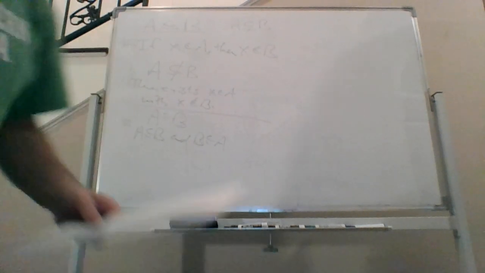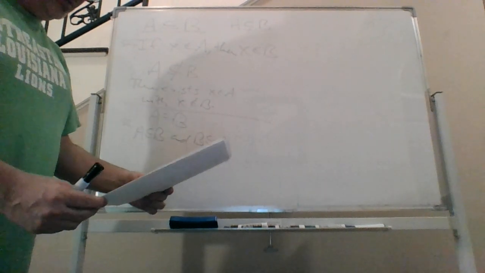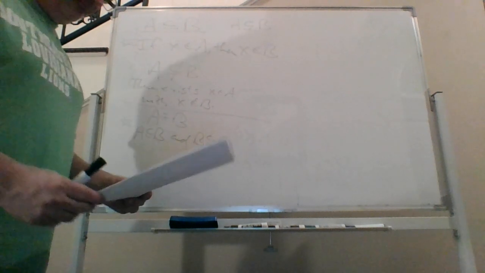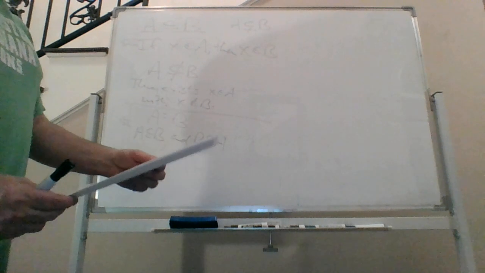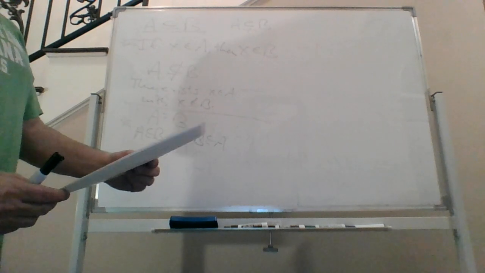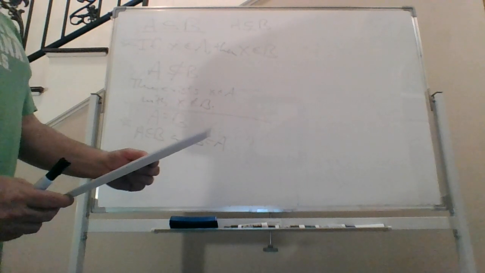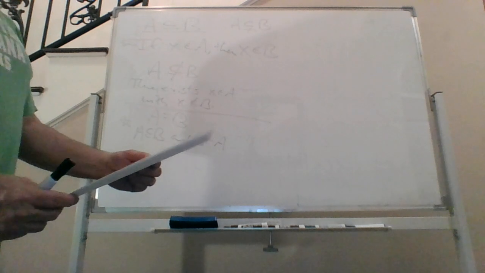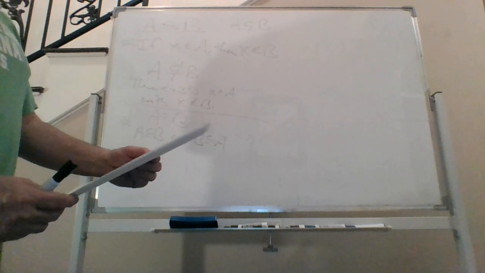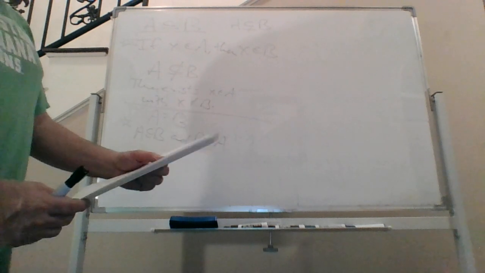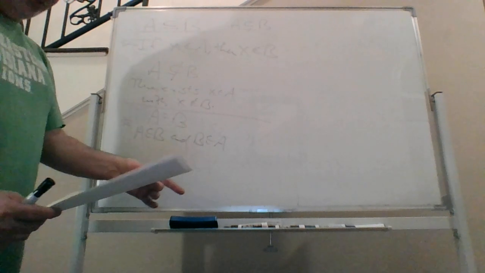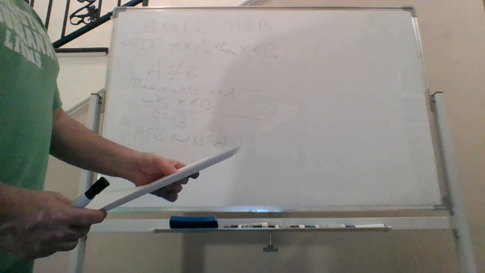It says, let A be the set 2, 4, 6, B is the set 4, 6, 8, and C is the set 2, 4, 6, 8. The first question says, is A a subset of B? Notice it's not questioning proper, it just says A is a subset of B. Well, what does it mean for A to be a subset of B? Every element of A is an element of B. 4 is in A and in B, 6 is in A and in B, 2 is in A but not in B. So notice there is something in A that's not in B, so A is not a subset of B.